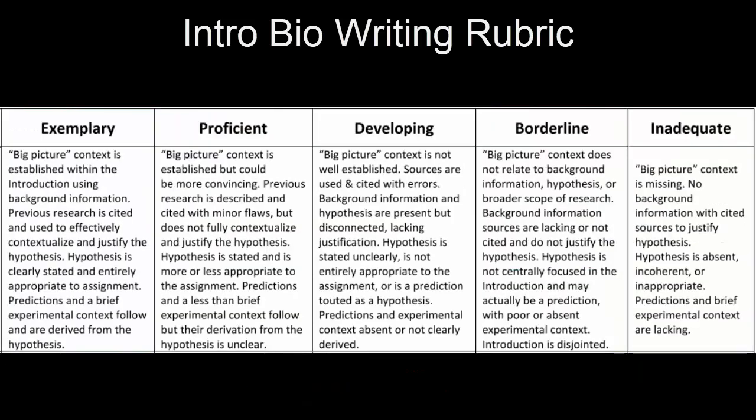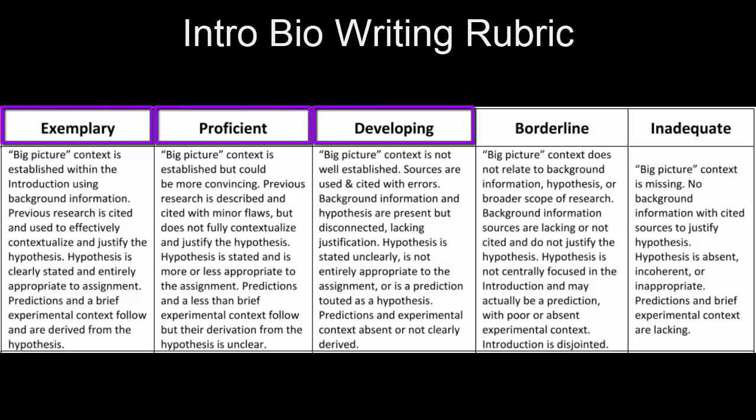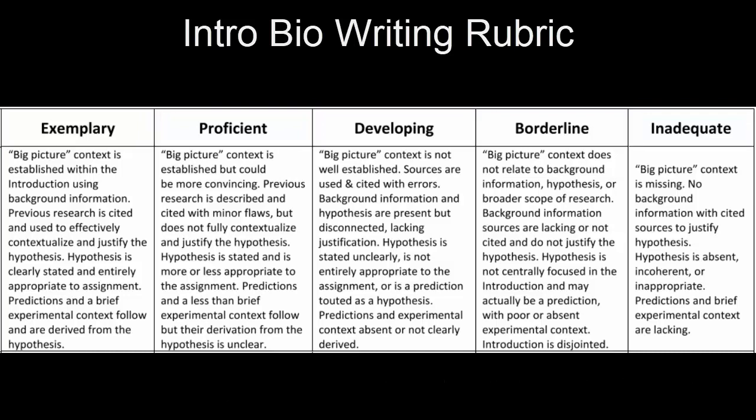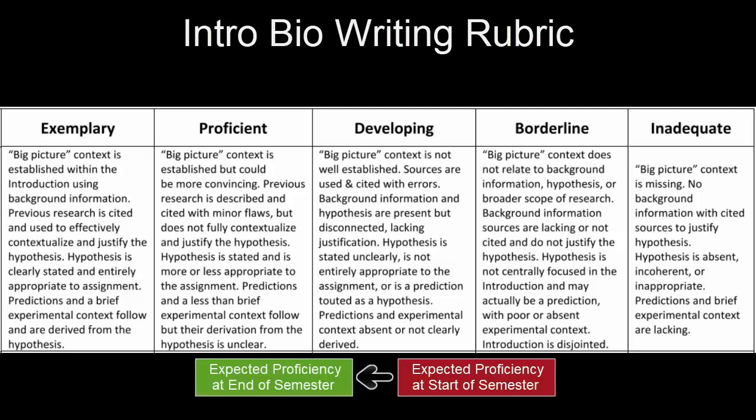Each category will be scored based on proficiency level. The rubric defines the 5 levels: exemplary, proficient, developing, borderline, and inadequate. Look over the rubric carefully for a clear understanding of what we're looking for at each proficiency level. Over the course of the semester, we expect you to progress from developing and borderline to mostly proficient levels. Our grading will reflect that expectation.